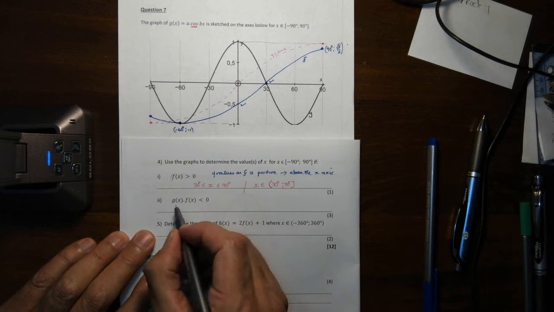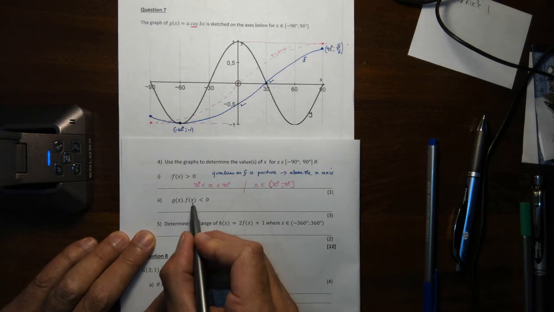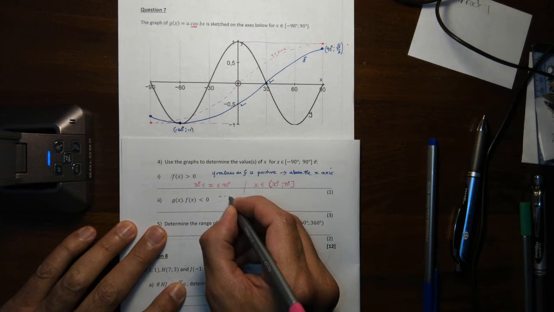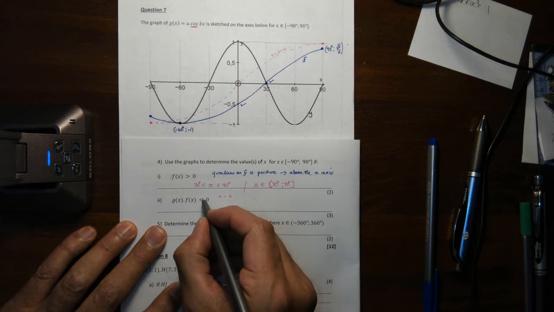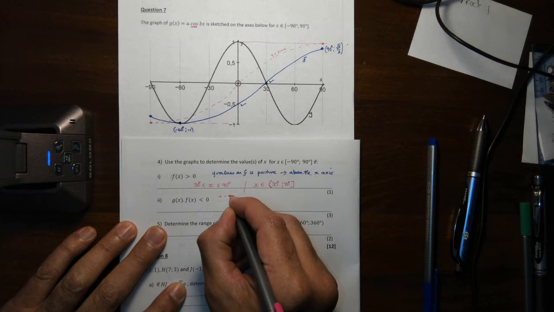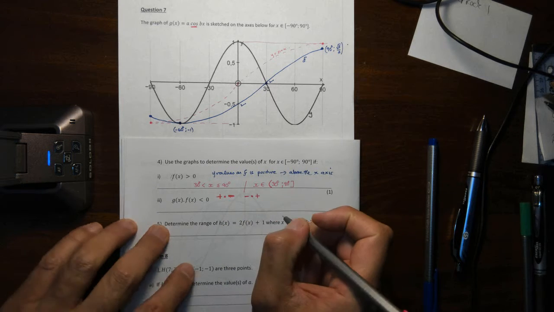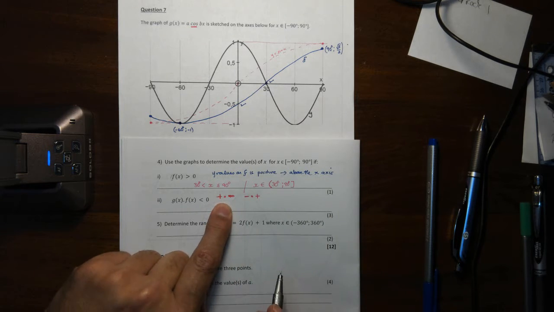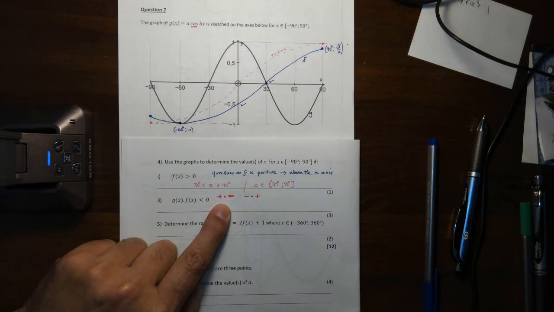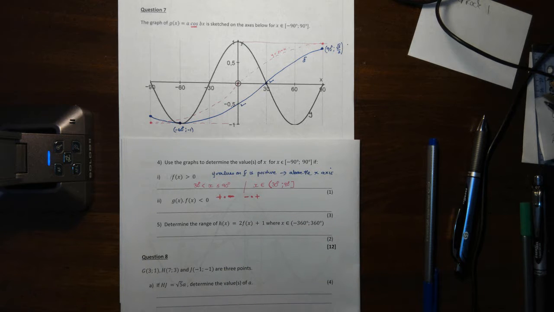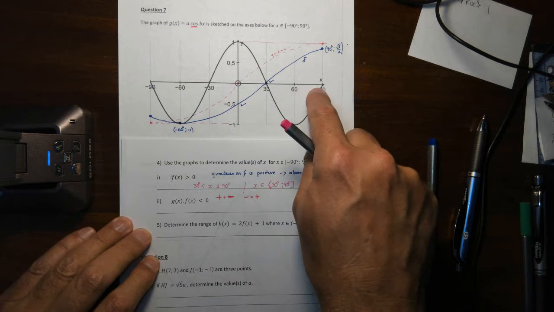Okay, so let's see. The next one, that's for 1 mark. g times f is positive. So a product is positive if I have a positive times a positive. Sorry, it's negative in this case. So positive times a negative. Let me do that properly. Or a negative times a positive. What does that mean about the graph? It means the one is above while the other one is below, or the one is below while the other one is above. So they're on opposite sides of the x-axis.